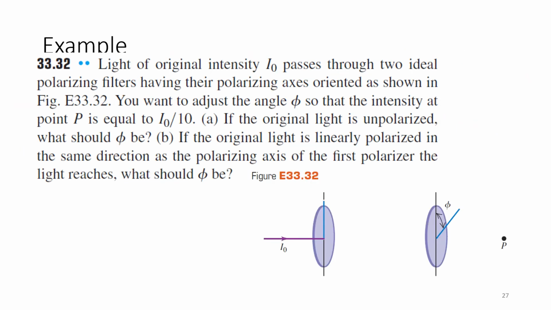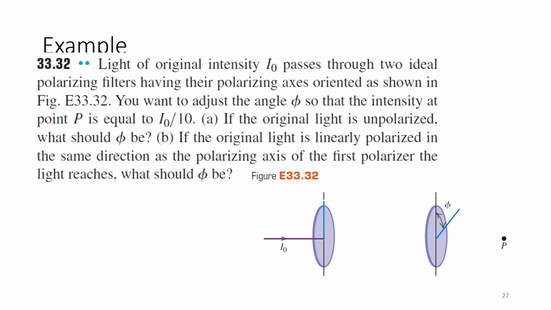Let's answer a second example. Light of original intensity I naught passes through two ideal polarizing filters, having their axes oriented as shown below. You want to adjust the angle phi so that the intensity at point P is equal to I naught over 10. So it splits into two questions. If the original light is unpolarized, what should phi be? And the second question: if the original light is linearly polarized in the same direction as the polarizing axis of the first polarizer the light reaches, what should phi be?